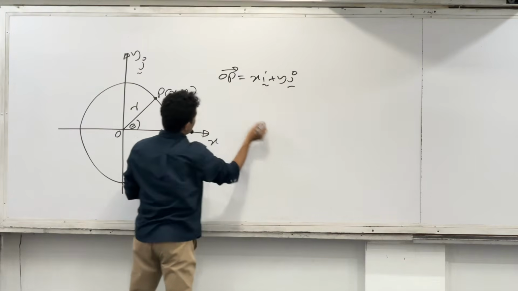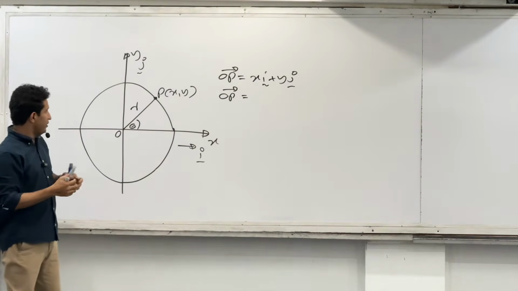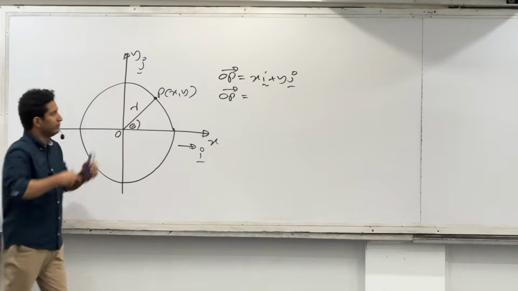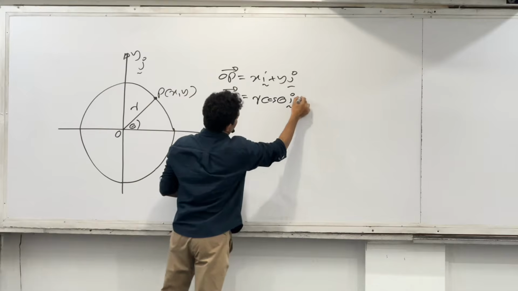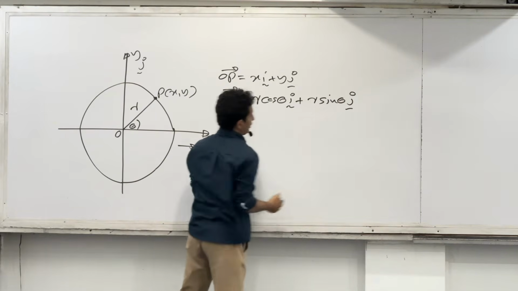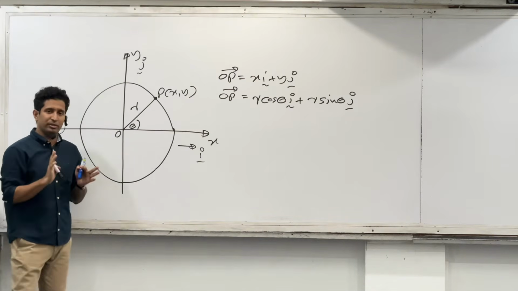Now that OP you can write again. What is x? If the radius of this locus is r, x is r cos theta, so r cos theta times i plus y, r sin theta times j. Now this is the displacement.